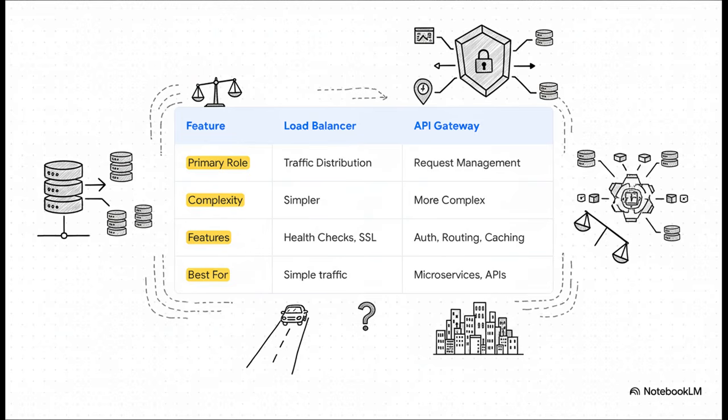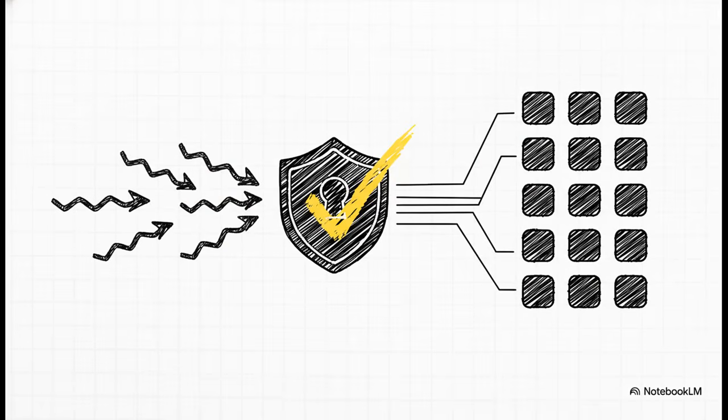Okay, and this table? This is pure gold for a system design interview because it's all about the trade-offs. You can see the load balancer is simpler. Its job is just traffic distribution. An API gateway, though, it's more complex. But look at all the extra stuff it does for us. Authentication, routing, caching, all in one spot. So for a basic website, yeah, a load balancer is probably fine. But for a complex system with tons of little microservices, having that intelligence at the front door is an absolute game changer. So for the system we're building in our story today, the API gateway is the clear winner.